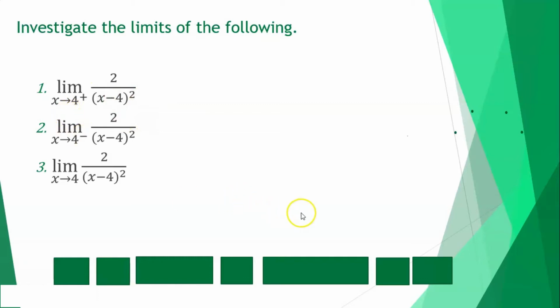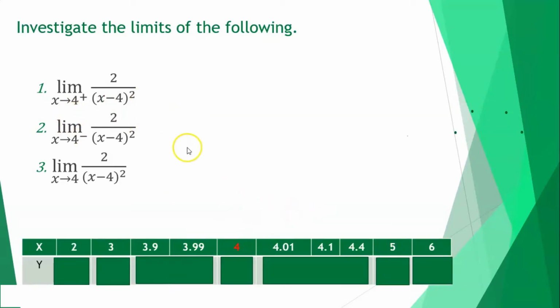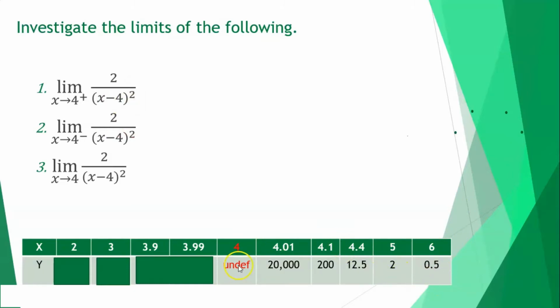Okay, next. This one, what's the limit of 2 over x minus 4 squared as x approaches 4 from the right and from the left? Now, again, making use of the table of values, substitute 4 here, it will make the expression undefined. If our x is 6, 6 minus 4 is 2, 2 squared is 4, so that would become 1/2. If our x is 5, this would become 2. Substituting these values for x, we will get these values.